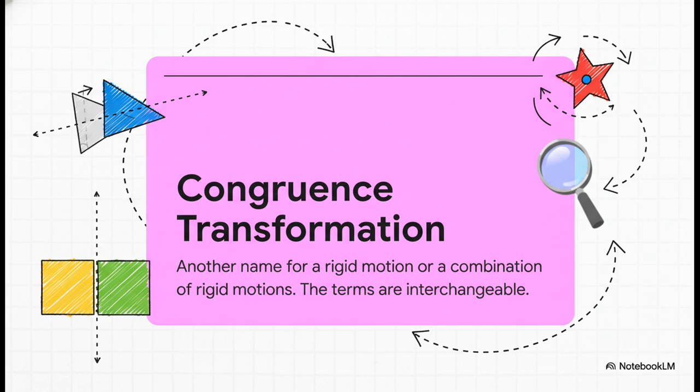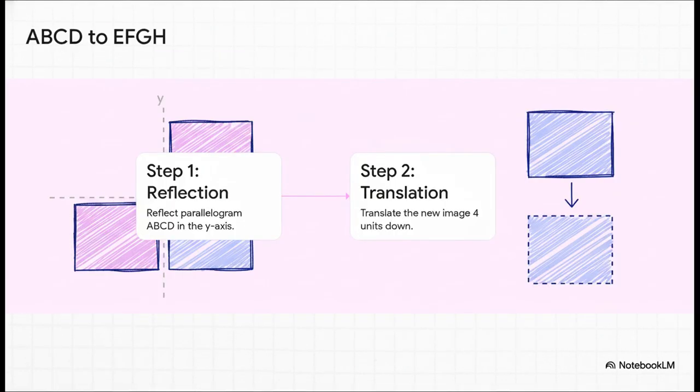It's simply putting together the slides, flips, and turns that we've already learned. Let's see how this works. How do we get this first parallelogram, ABCD, to map onto the second one, EFGH? Well, it's going to take 2 steps. First, we're going to reflect it across the y-axis. Then, we'll translate that new shape down.